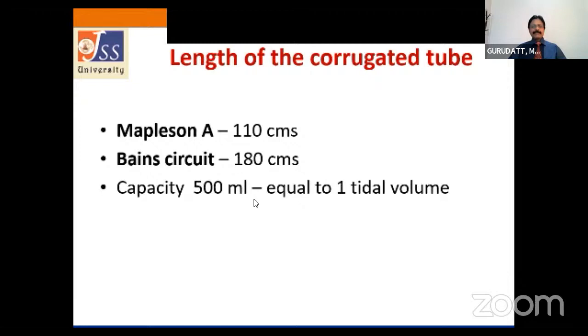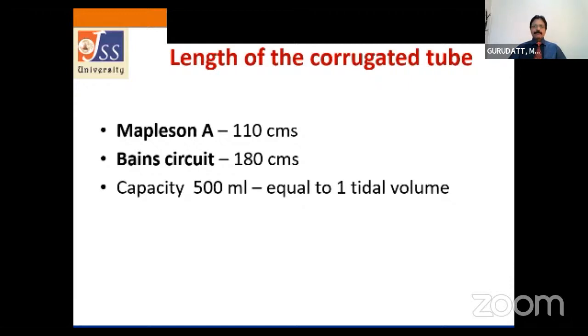So why is this important? When you leave a patient on spontaneous ventilation, the breathing tube, the corrugated tube, should act as a reservoir for the expired tidal volume, so that the expired tidal volume should not reach the bag when the patient is breathing spontaneously, especially with the Mapleson A circuit. So this is again one of the questions asked in the exam.